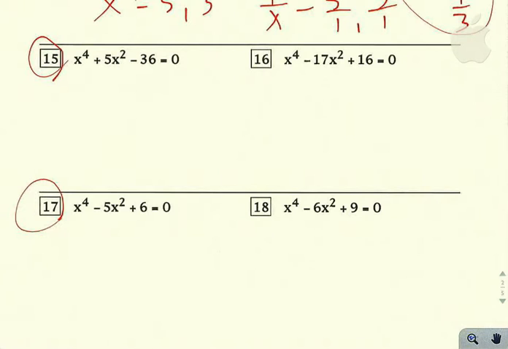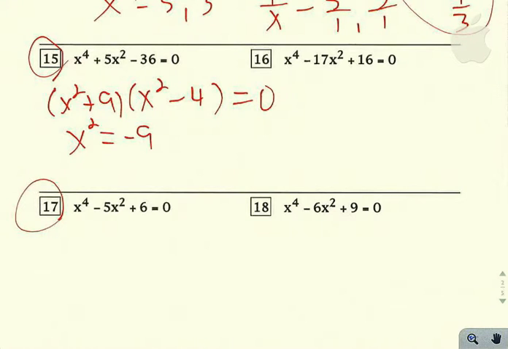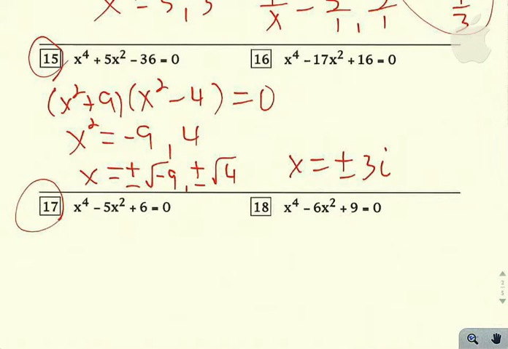Number 15. This is x squared. X squared. The two numbers that work here would be +9 and -4. So x squared would be -9 or 4. And then going backwards from squaring, you get plus or minus the square root of -9 and plus or minus the square root of 4. So x then would be plus or minus 3i and plus or minus 2. Oops, not an i there. There, that's better.